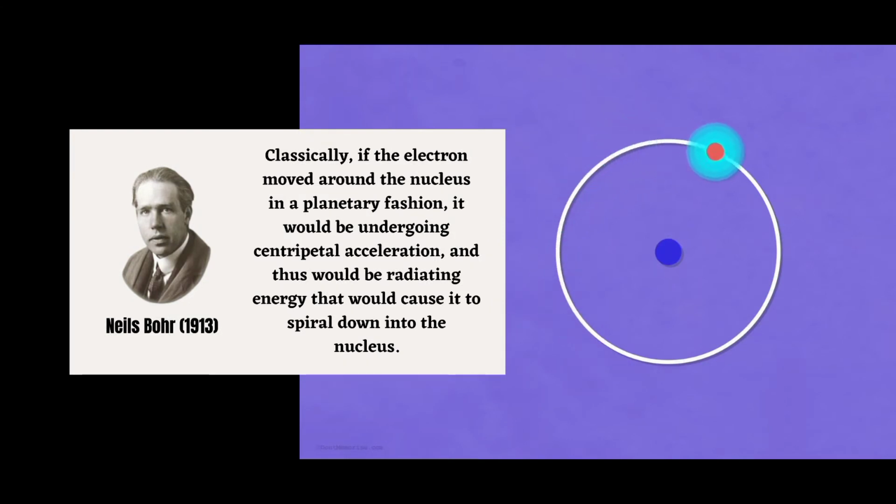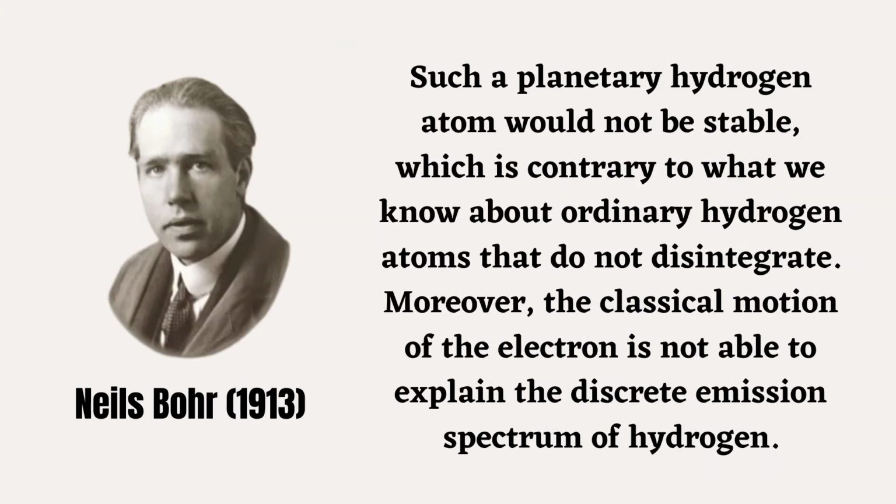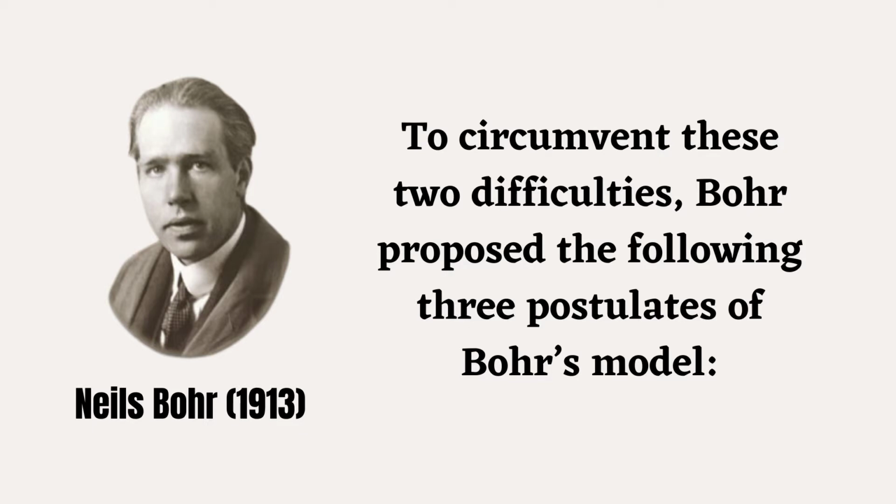Classically, if the electron moves around the nucleus in a planetary fashion, it would be undergoing centripetal acceleration, and thus would be radiating energy that would cause it to spiral down into the nucleus. Such a planetary hydrogen atom would not be stable, which is contrary to what we know about ordinary hydrogen atoms that do not disintegrate. Moreover, the classical motion of the electron is not able to explain the discrete emission spectrum of hydrogen. To circumvent these two difficulties, Bohr proposed the following three postulates of Bohr's model.